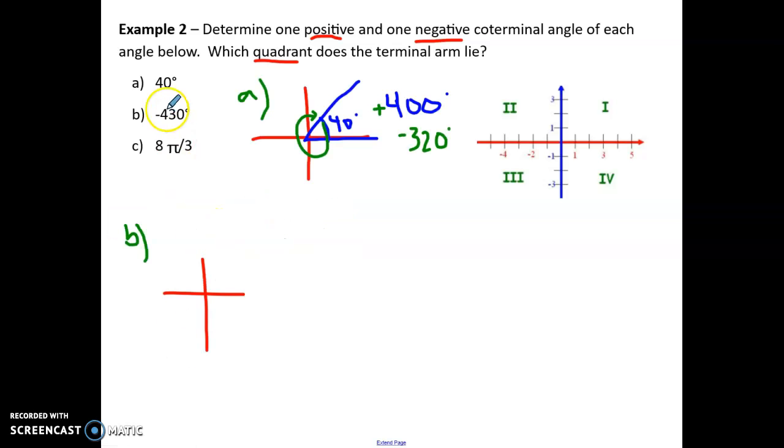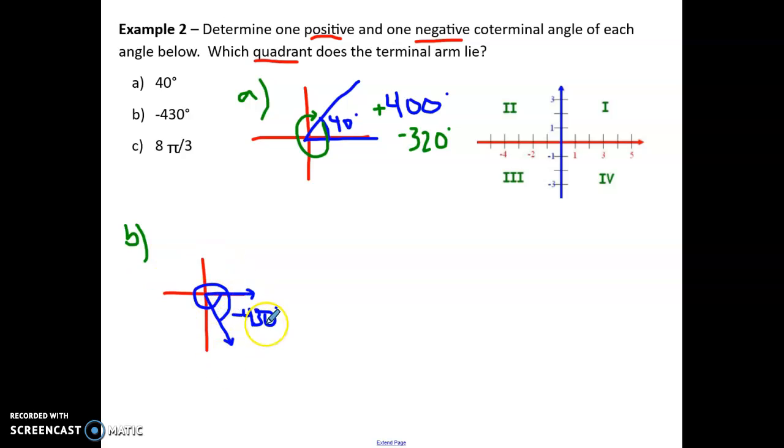All right, now let's think about B. So B is a negative angle, so I'm going to start at the x-axis and I'm going to go backwards, or I'm going to go in the clockwise position. I'm going to go past 360, and I'm going to go a total of 70 degrees past 360. So my angle, again in the negative, would go all the way around and then back to there. So that's a negative 430-degree angle.